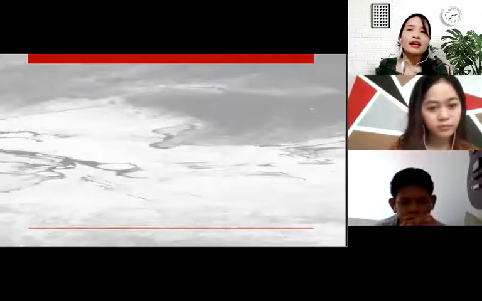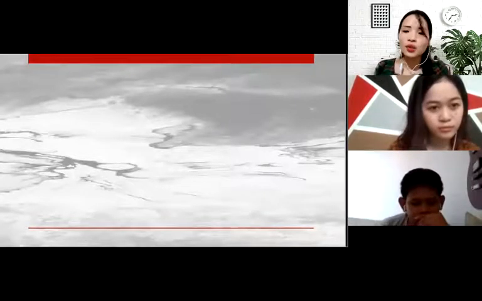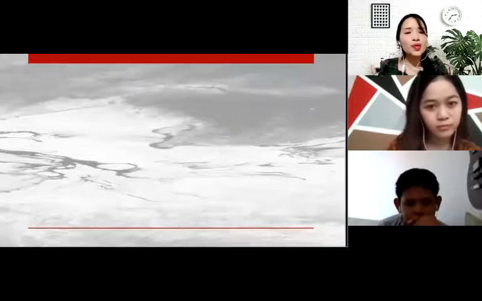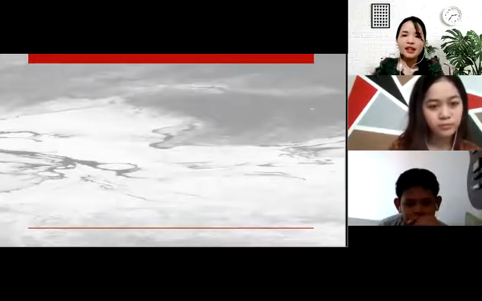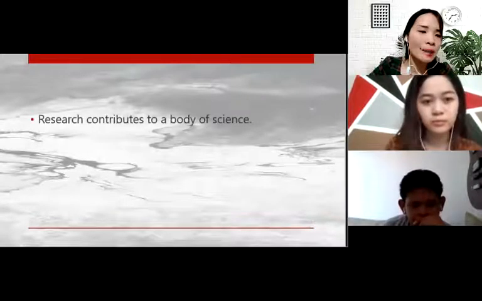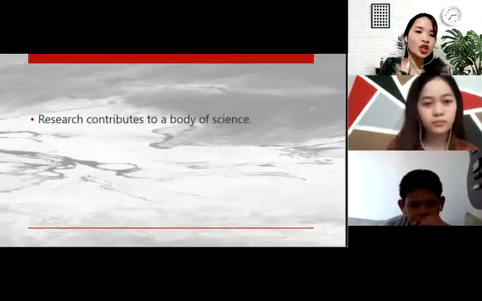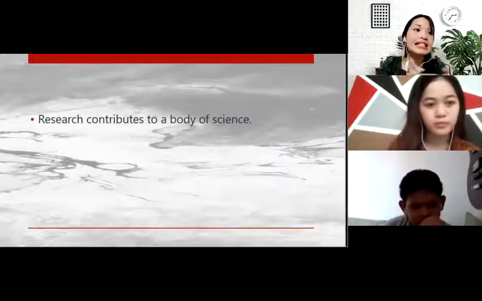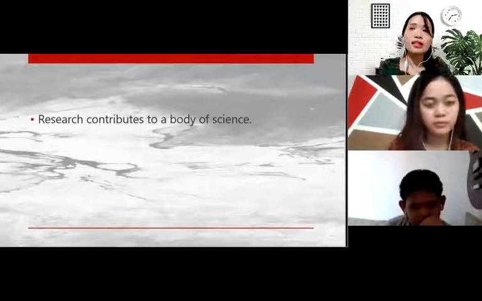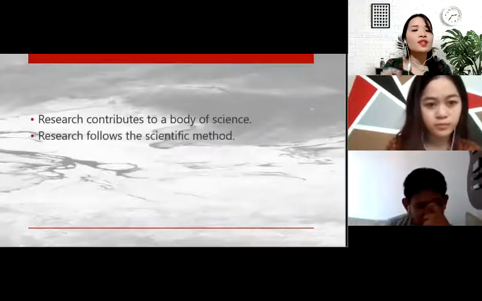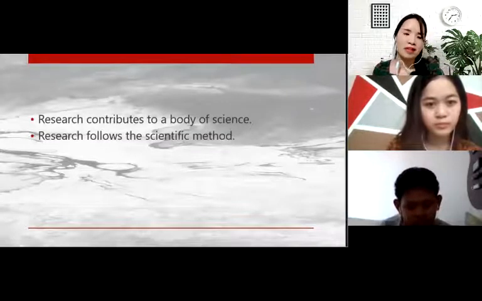But in this subject, you are going to understand scientific research. Okay? And a research becomes scientific if it satisfies two requirements. The first requirement is if this research contributes to a body of science. Does it contribute something to the body of knowledge in the library? Okay, and then if the research follows the scientific method.